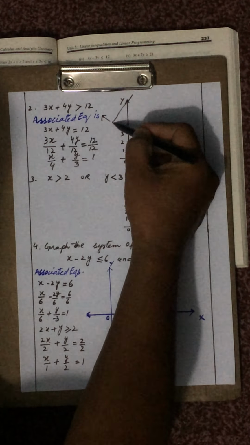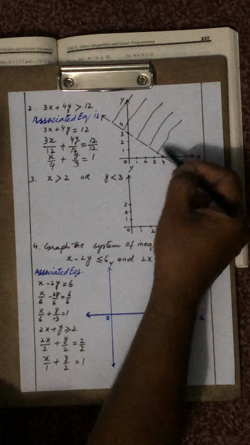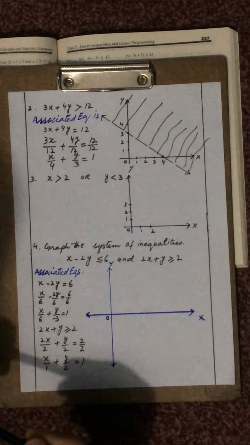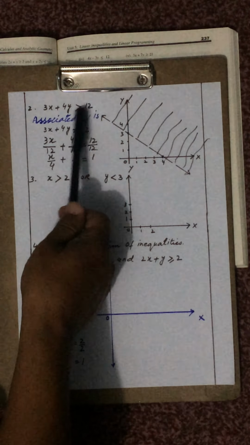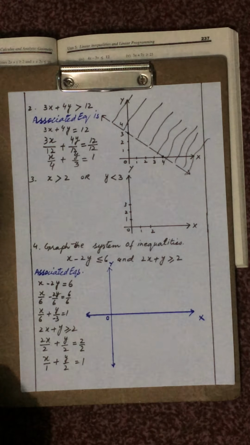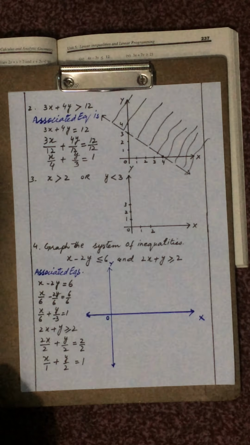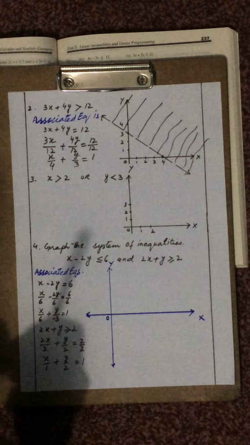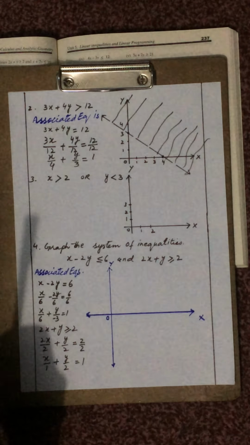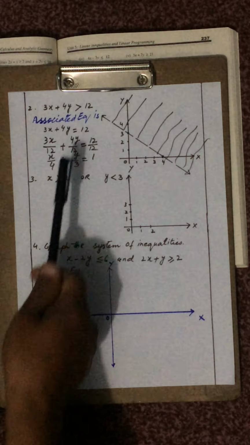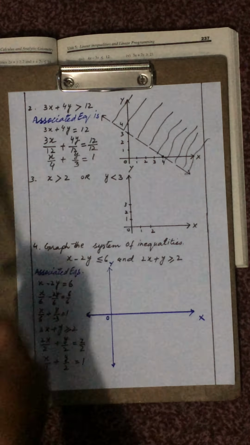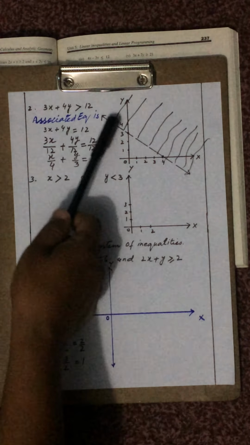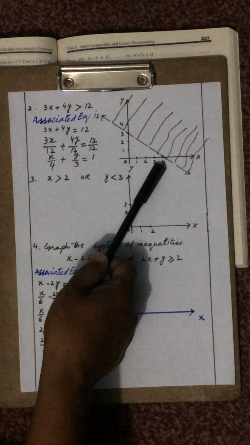This is the graph of the inequality 3x plus 4y greater than 12. I hope you understand how to draw the graph of inequalities, whether it is less than, greater than, less than or equal to, or greater than or equal to. If there is an equal sign also, then we draw the line as a bold line, not a dotted line.